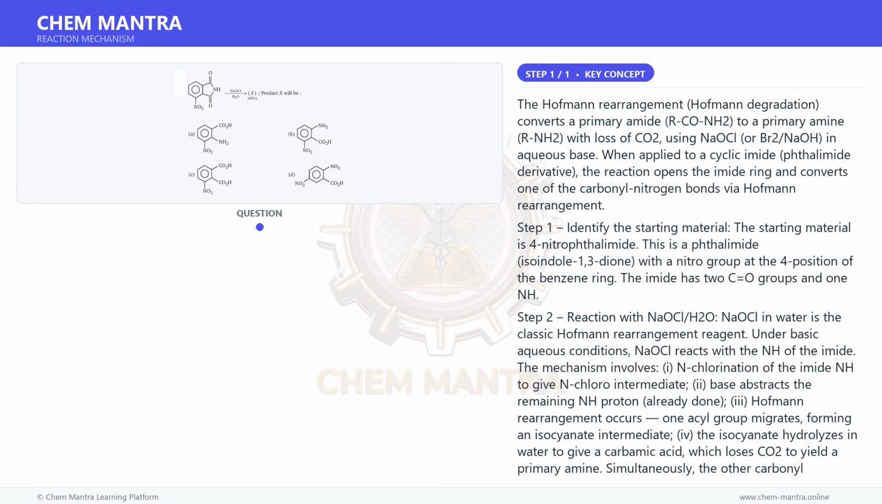Step 5. Eliminate other options. A. Has CO2H and NH2 swapped relative to the correct regiochemistry given the NO2 position, incorrect regiochemistry. C. Gives a dicarboxylic acid with no amine. This would be simple hydrolysis, not Hofmann rearrangement. D. Places NO2 para to NH2, which does not match the 4-nitrophthalimide starting material connectivity.